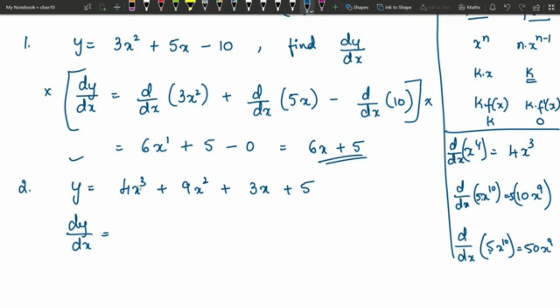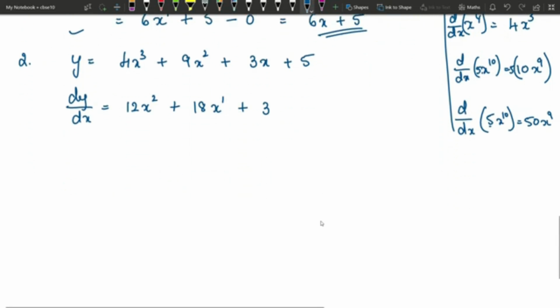dy by dx is the derivative of 4x cube. So 4 into 3 is 12, x power 1 less, plus 9 into 2 is 18, x power 1 less, plus 3 into the derivative of x, which is 3, and plus 5 is a constant. Its derivative is 0 and I am not writing it. So that's the answer for this given function by applying the sum or difference rule. Now let us see how to solve questions with products.